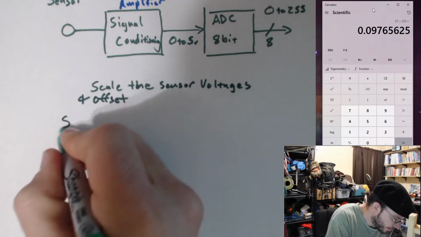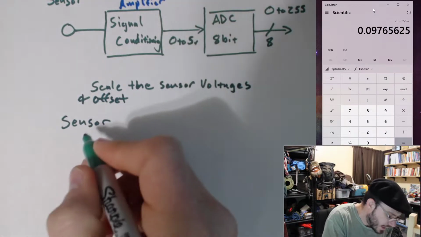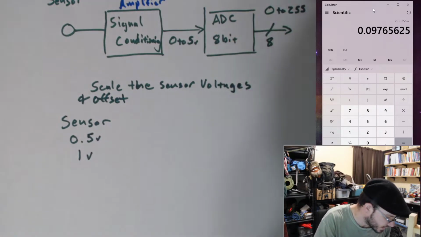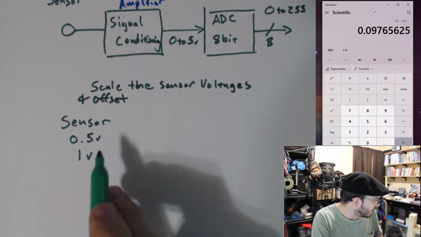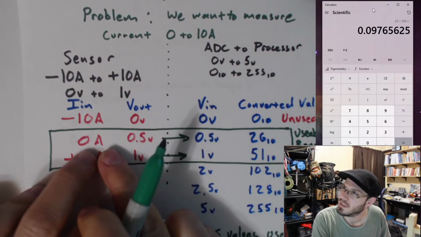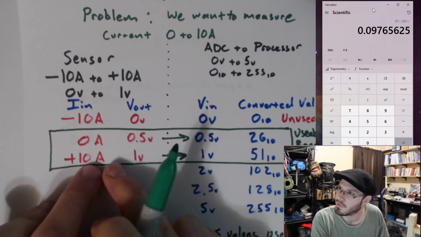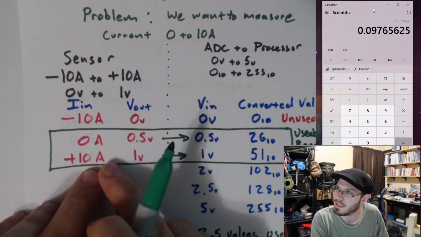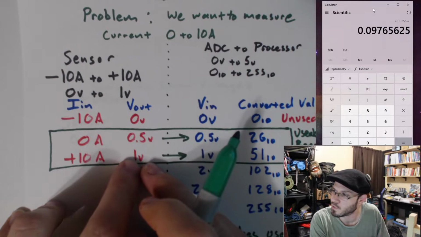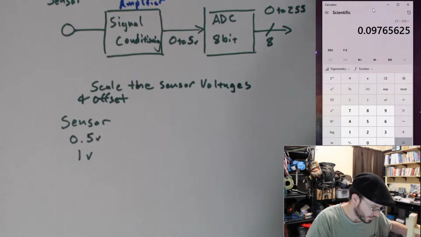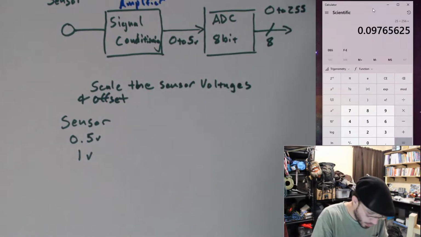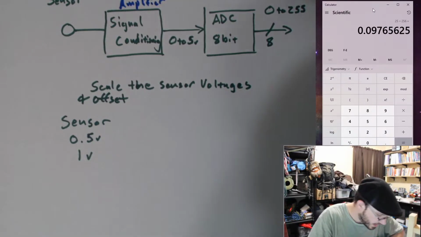So our sensor is going to give us 0.5 volts to 1 volt. This is our used range, right? Because we're not using negative currents, we're only using positive currents, and we're taking it from 0 amps to 10 amps, and 0 amps gives us 0.5 volts, and 10 amps gives us 1 volt. So I'm going to write this off to the side just so that we can keep that in mind.